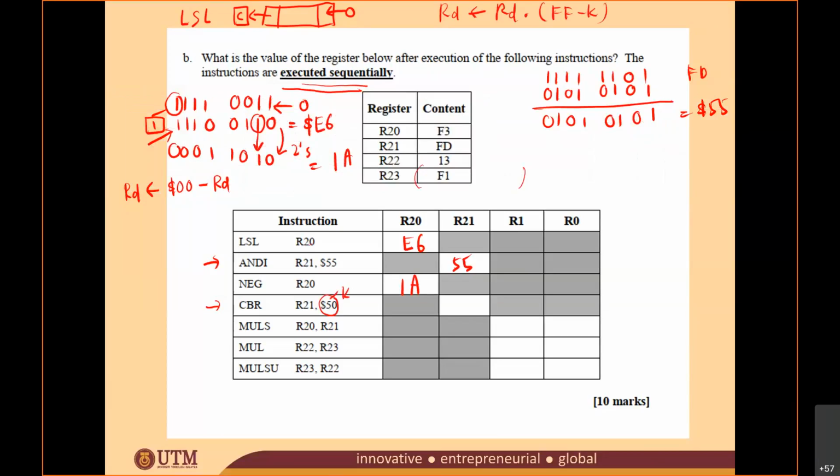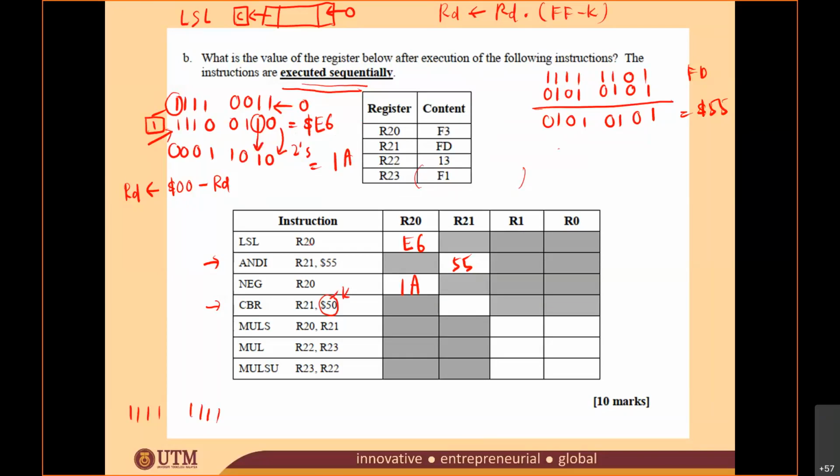Okay, first, you need to FF minus with K. Okay, tolak dulu. FF tolak dengan 50. So FF tolak 50, you get berapa ya? I put here lah, 1111 1111. Because I don't have any calculator here, so I just put 1111 1111 minus with 50.